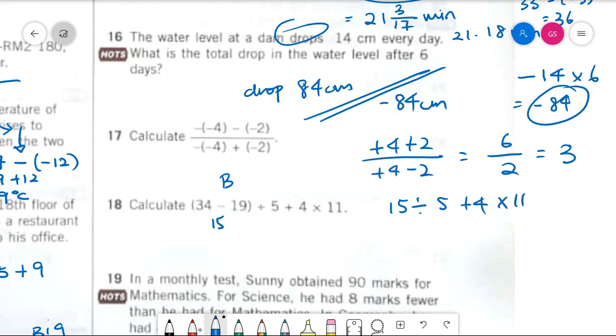After that, you will do multiplication and division first. So 15 divided by 5 will give you 3. Okay? Plus 4 copy down. You don't need to touch it because it's not multiplication or division. Don't touch. You just do the one at the back. The positive you copy down. 4 times 11, 44. So you get 3, 44. You add together 47. Okay? 47. Very simple. Just do this, and you plus together.